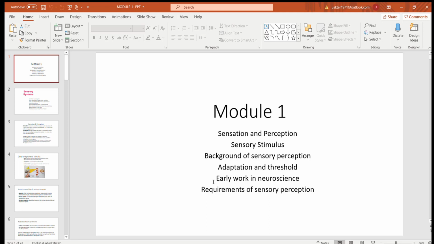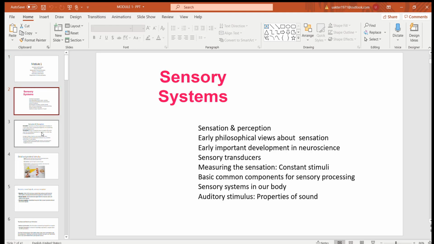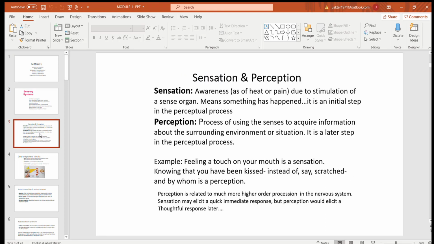As this course will deal with a lot of brain functions, it is very important that you understand how the brain works. So we'll spend some time to discuss that topic, how your brain works in general, how your brain is structured. Then we'll move forward. Then we'll talk about the requirements of sensory perception. Okay, so let's first talk about the sensation and perception.